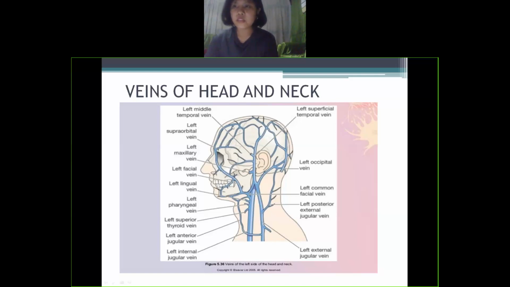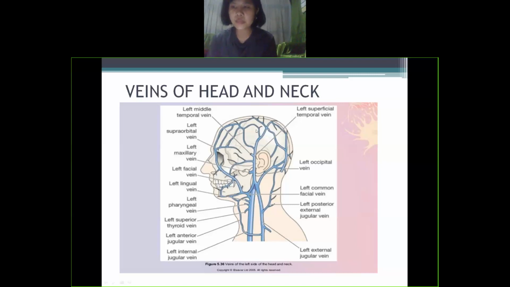Okay, veins. Veins carry deoxygenated blood, right? So what happens in the veins? First, the venous blood. Venous blood, V-E-N-O-U-S. What do you mean by venous blood? Venous blood means deoxygenated blood. So the deoxygenated blood will come from the head and the neck.